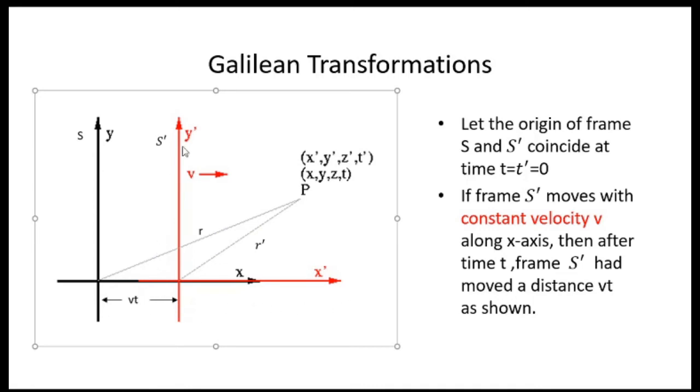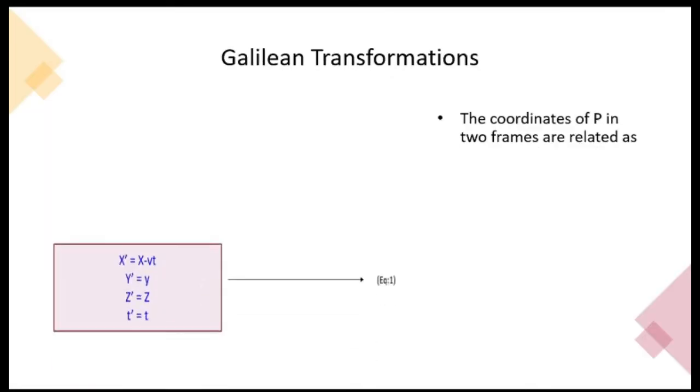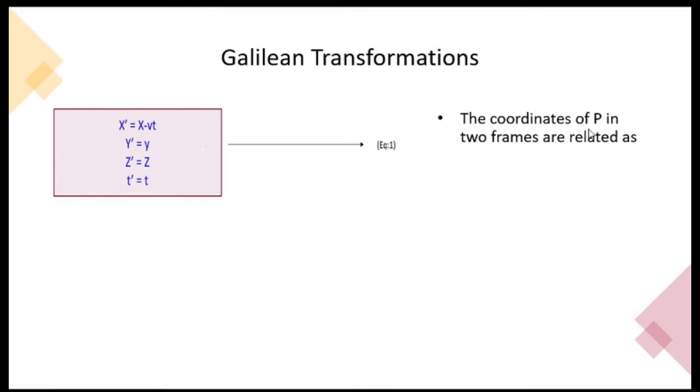So see here, the S dash frame, which is moving with a constant velocity v along the x-axis, is a distance v into t ahead of the frame S. So the coordinates of the point P in the two frames are now related as x dash is equal to x minus vt. The value of x is greater than x dash. So x dash is equal to x minus vt.